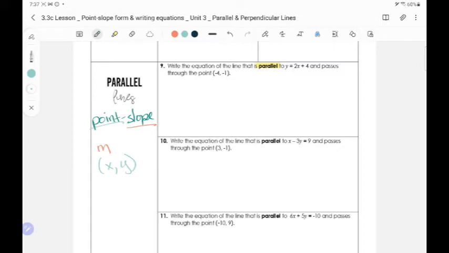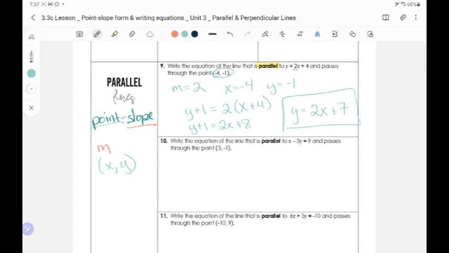So I can look at the line they gave me and see m equals 2. And they gave me a point, -4, -1, right? So x equals -4 and y equals -1. All I have to do now is point slope form. Y minus the y gives me +1 equals 2, that's the slope. X minus -4 gives me +4. I can distribute: y plus 1 equals 2x plus 8. Subtract the 1 on both sides, and I'm left with 2x plus 7, and that's my final answer.